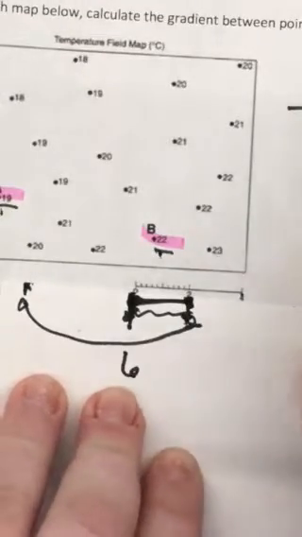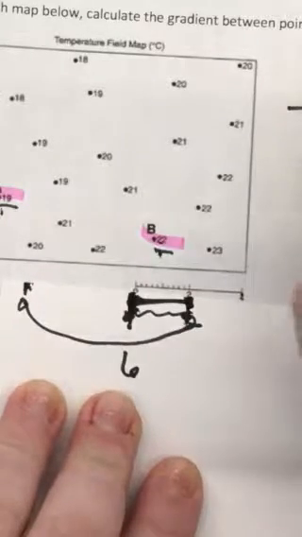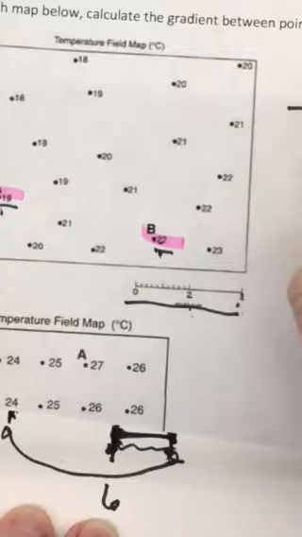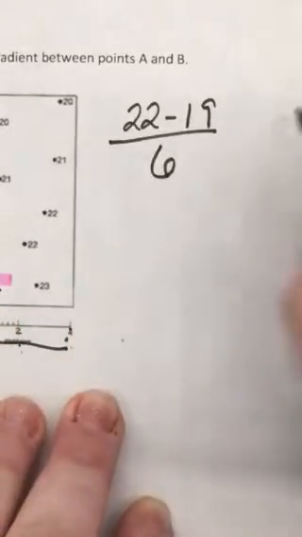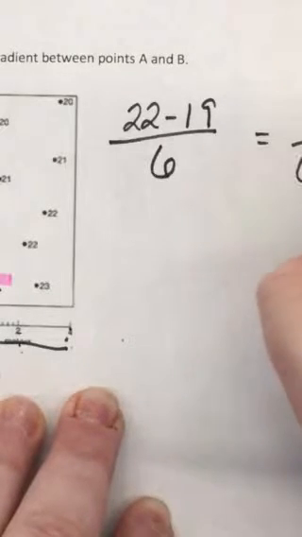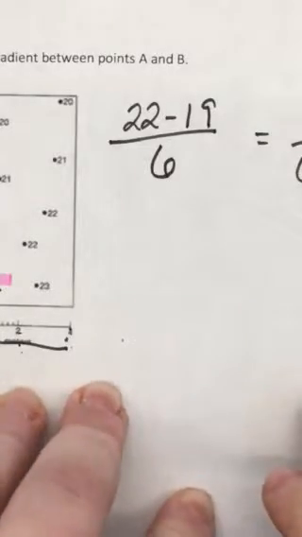So it's 22 minus 19, the difference in the field value, divided by the distance. In this case, the distance is 6, which we got from our little scrap paper. So then you're going to, in your calculator, 22 minus 19 is 3 divided by 6. 3 divided by 6 is 0.5, but we do need units.